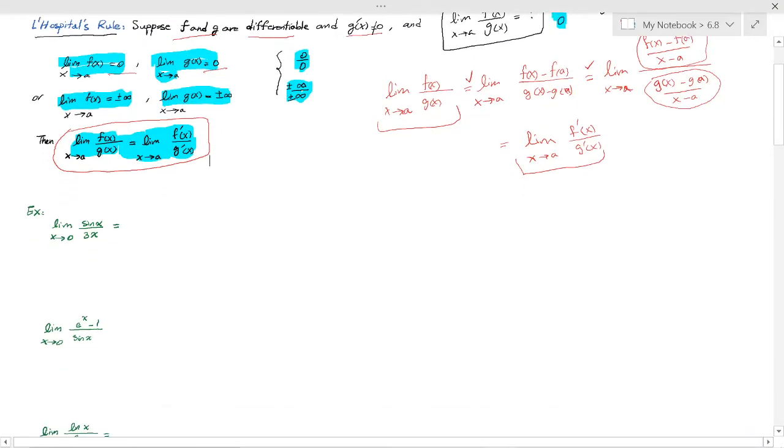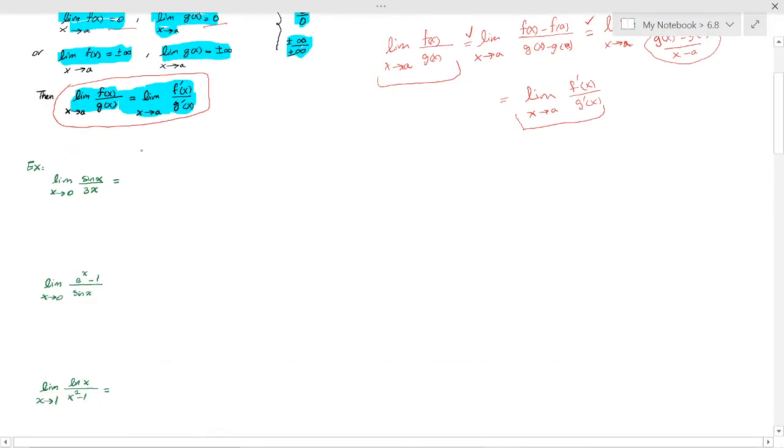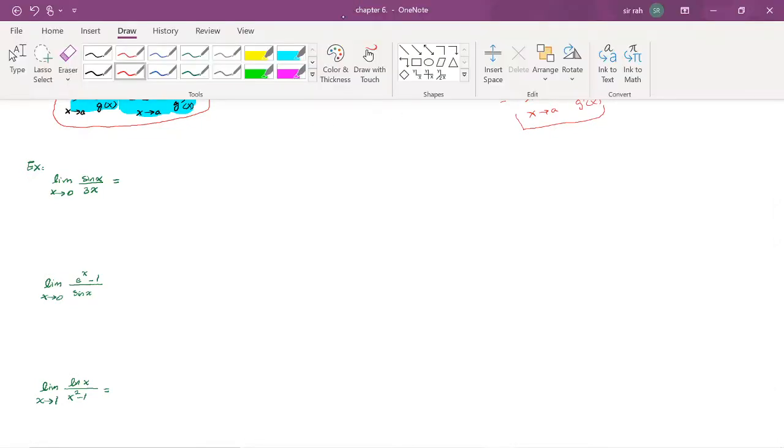Let's start with this. Limit of sine x divided by 3x as x approaches 0. First, check to see if it's an indeterminate form, meaning if we replace x with 0, what do we get? We get sine of 0. Maybe I should write it on the side. Here, let me change this color to blue.